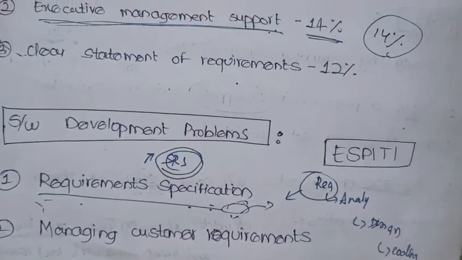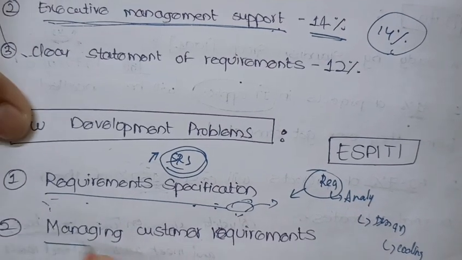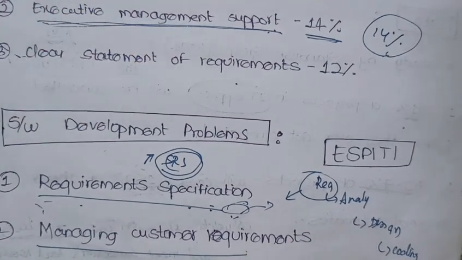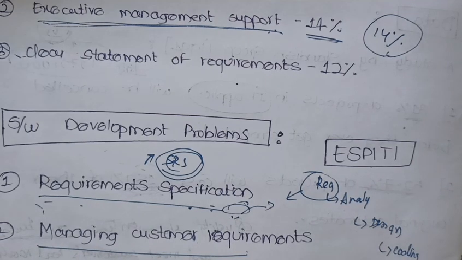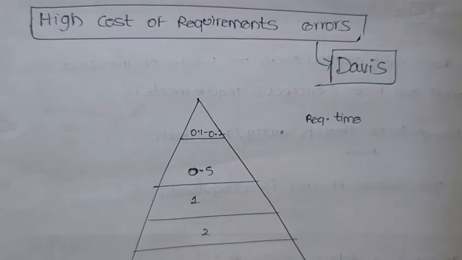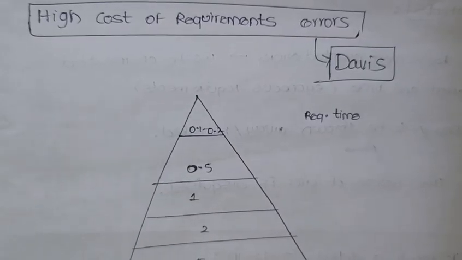So the next one is managing customer requirements. Managing customer requirements comes under ordering the requirements. When a customer produces a set of requirements, we have to manage and order them according to their priorities. We have to understand the main priorities of the functions of the system, and we have to prioritize them according to their order. From this we can manage the customer requirements, but many problems occur when we can't prioritize what comes first and what comes next. So this is one of the major problems, that is managing customer requirements. So here we have high cost of requirement errors.